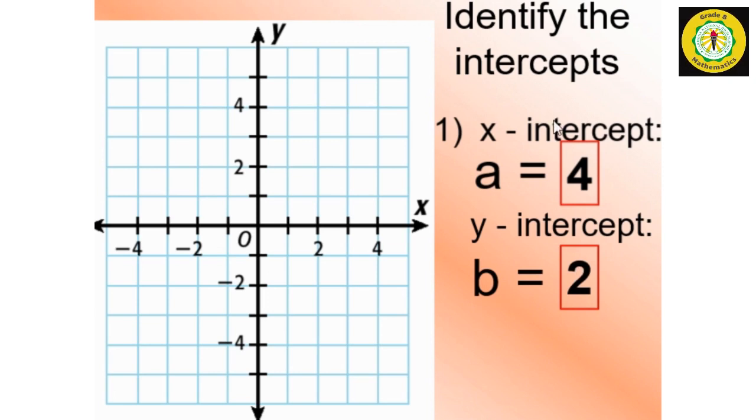Now, let's graph. We have here the x-intercept which is 4 and the y-intercept which is 2. So, here is the y-intercept and here is our x-intercept.